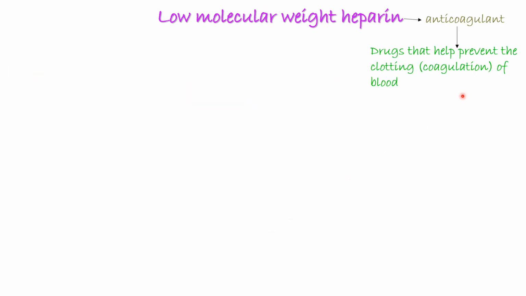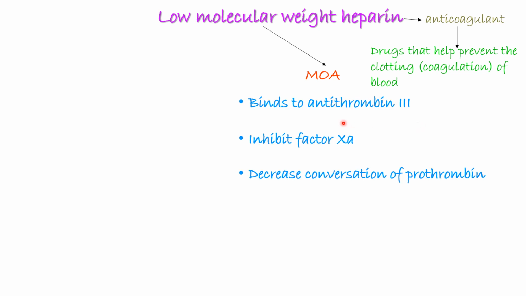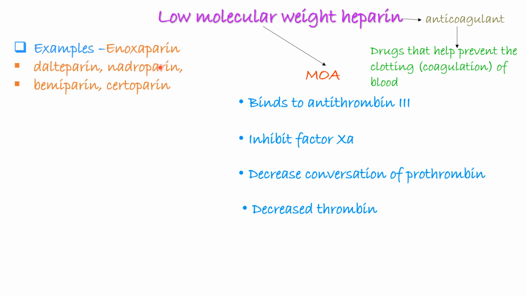So as I said before, this is just a repetition. They are anticoagulants, drugs that help prevent clotting. We already said their mode of action, and examples we already mentioned: enoxaparin, dalteparin, nadroparin, bemiparin, certoparin. Just to say, the parins, sorry.